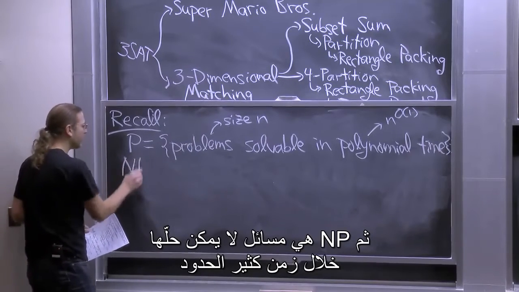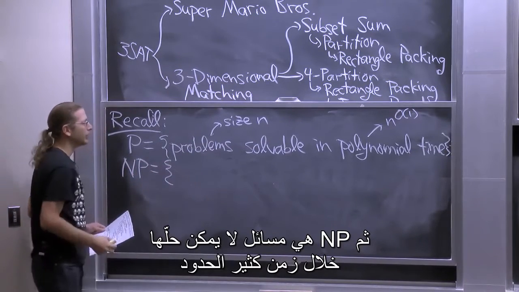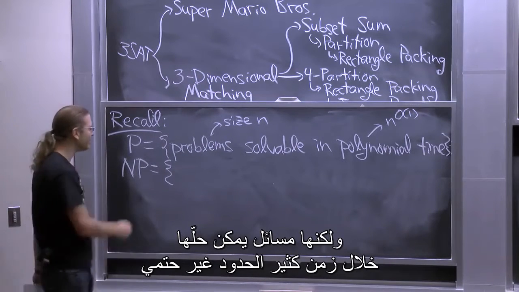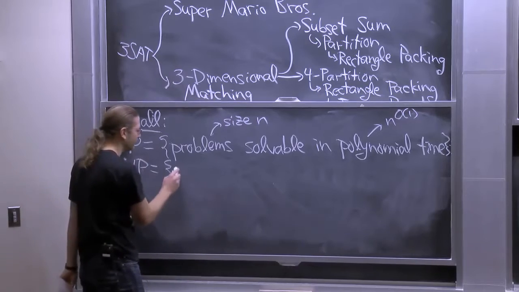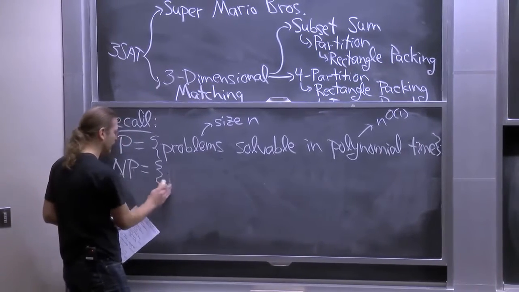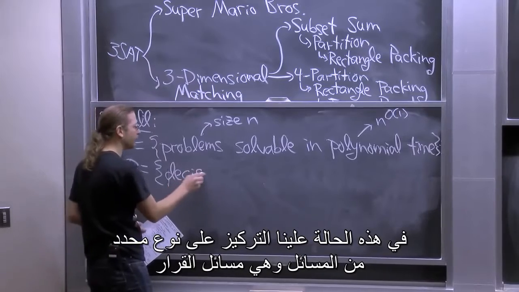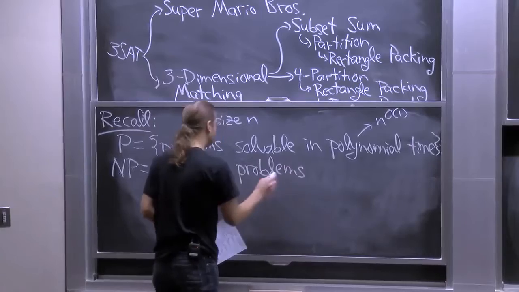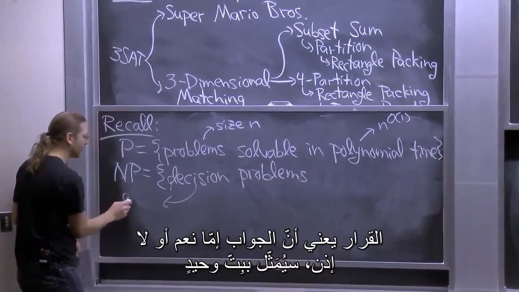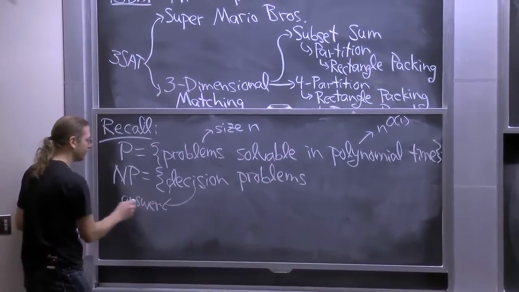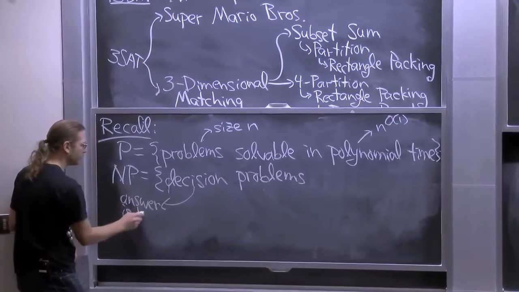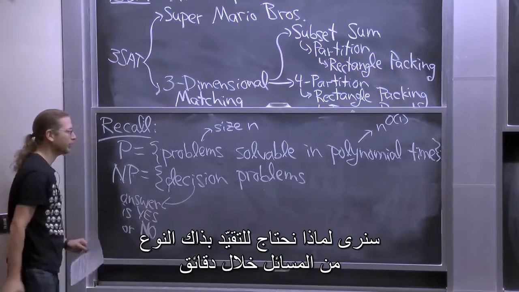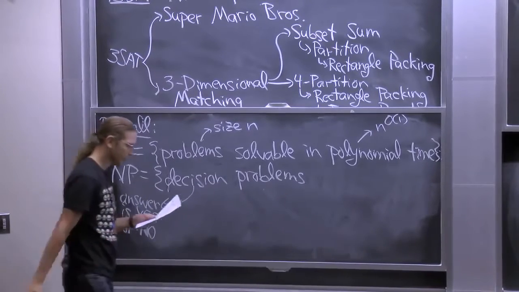And then NP is not problems solvable not in polynomial time, but problems solvable in non-deterministic polynomial time. In this case, we need to focus on a particular type of problem, which is decision problems. Decision just means that the answer is either yes or no, so it's a single bit answer. We'll see why we need to restrict to that kind of problem in a moment.